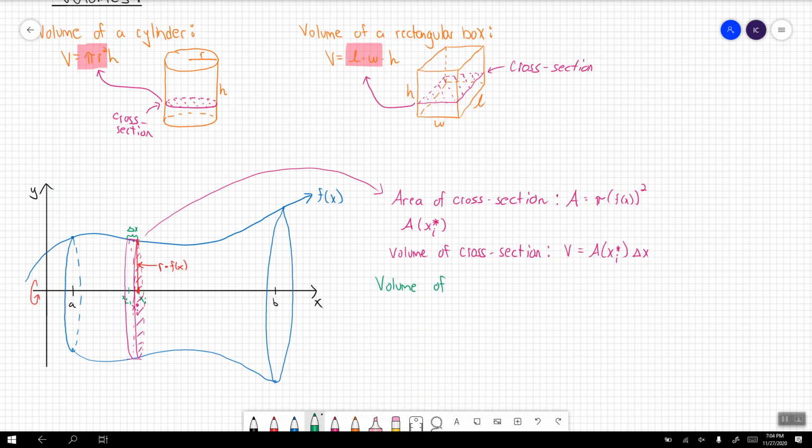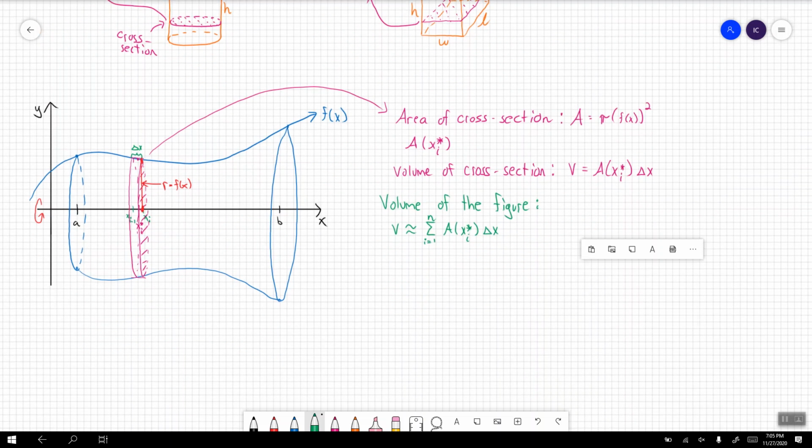So the volume of the figure in question here, well, this is going to be that the volume is going to be approximated if we take all of these smaller cross-sectional volumes and we add them all up for these n subintervals.